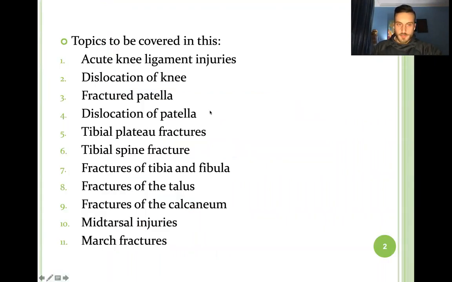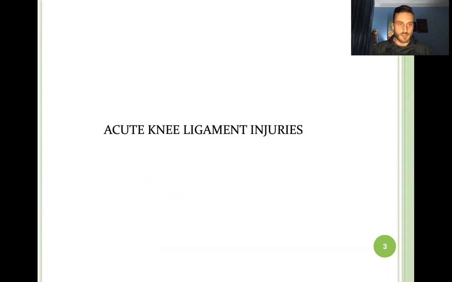So the topics: acute knee ligament injury, dislocations of the knee, fracture of the patella and dislocation of the patella, tibial plateau, tibial spine, then we go to the tibia and fibula, going to the foot, which is the talus, then the calcaneum, metatarsal injury, and we will finish with march or stress fractures.